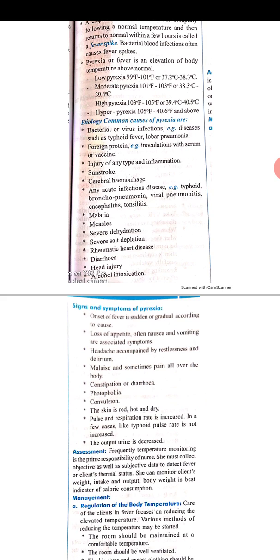Then come to the assessment of pyrexia. The first responsibility of the nurse is to monitor the temperature. He or she collects subjective as well as objective data from the patient and the family members. She monitors weight and intake, maintains the intake output chart, and also records and reports. Then come to the management.